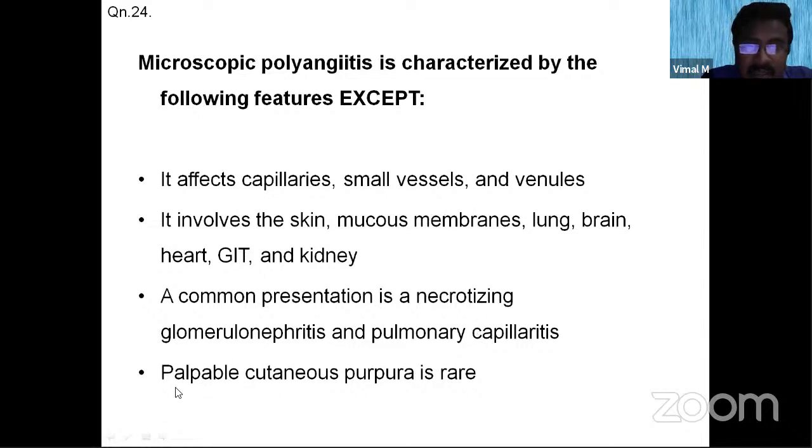Then the fourth option is palpable cutaneous purpura is rare. Now let us see these things. What is given here? It involves the skin, mucous membrane, lung, brain, heart, GIT, kidney. You know that glomerulonephritis is kidney, pulmonary capillaritis is lung, and skin. So out of these things, palpable cutaneous purpura is rare, they have mentioned. So you may know nothing about microscopic polyangiitis, but still you can solve the MCQs if you apply the logic here. That's how you have to approach each MCQ, even in a stressful environment.